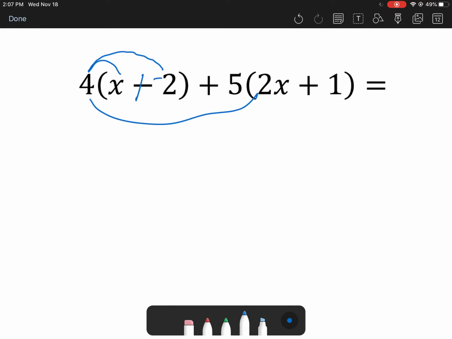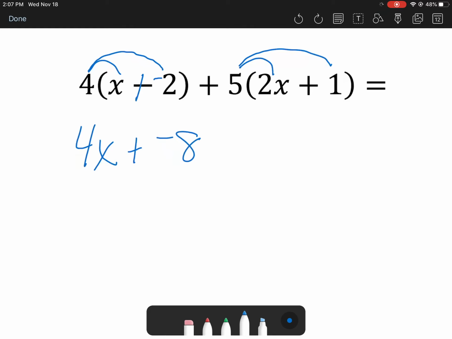It's not going over to here. It's not doing any of that. It's just going to what's right in front of it. And then this 5 is just being multiplied by what's right behind it. So I have 4 times x, which is 4x, plus 4 times -2, which is -8, 5 times 2x, or 10x, and 5 times 1, which is 5.